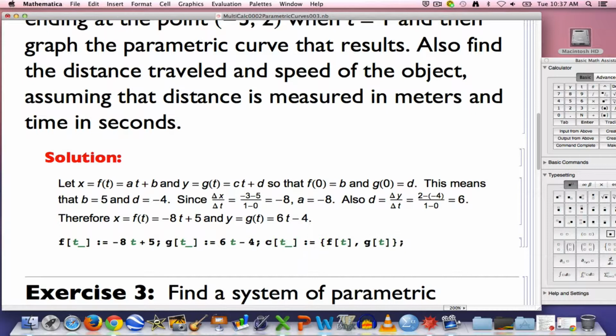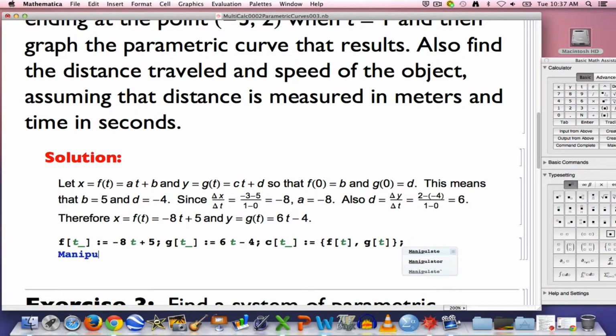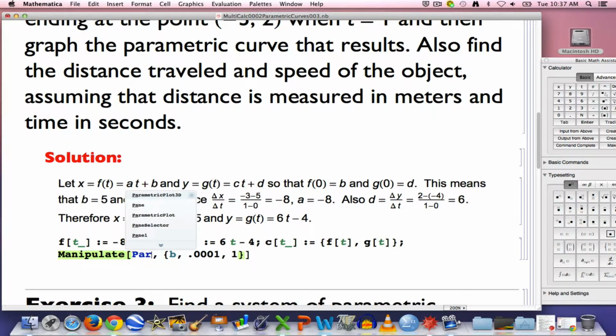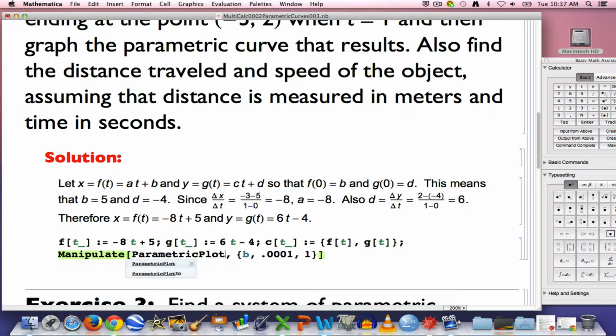And let's do what we did the last time. Let's make an animation of the motion. Manipulate makes animations. We need an animation parameter, which I call b. That's going to start just barely bigger than 0 and go up to 1. That's the second input of the manipulate command. The first input is going to be what I'm going to plot. Initially I'll make a parametric plot. So I'll just do parametric plot like this.